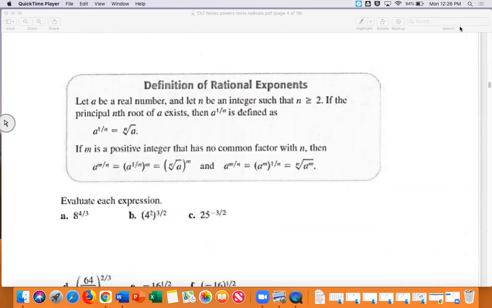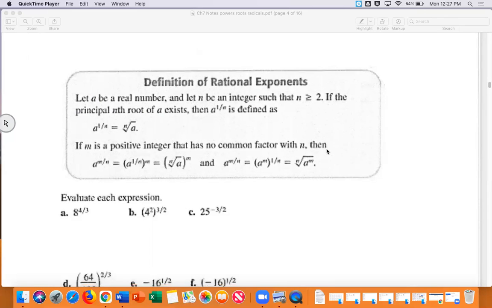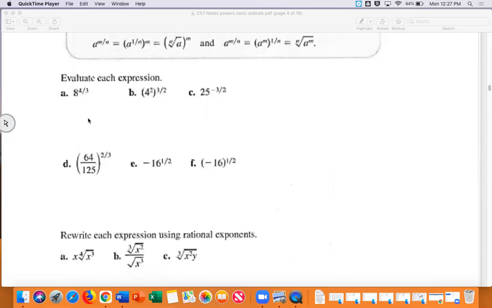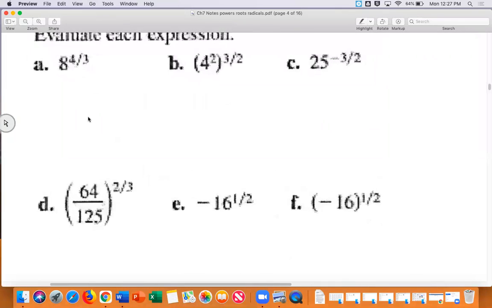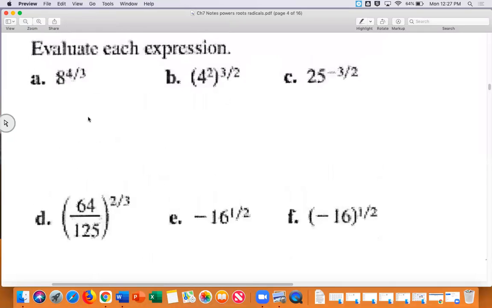Yep. So the next page talks about a little bit more of that. Okay, so you go through the explanation here. I'm not really going to do that. I'm going to walk you through it with some of these problems. All right, now it says evaluate. And that says 8 to the 4/3. Now, this is why it's so important. Okay, 8 to the 4/3.